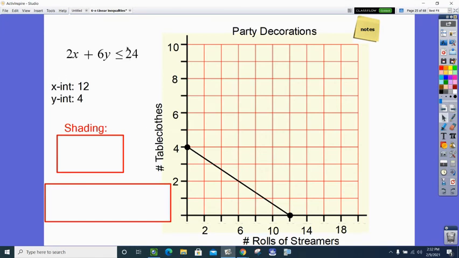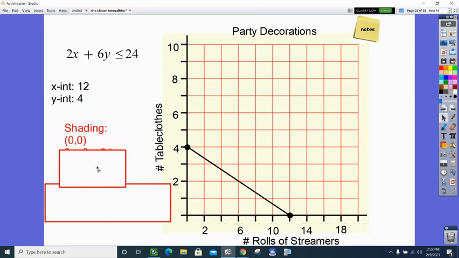So the next thing, because it's less than or equal to, I need to shade. We probably already have a pretty strong feeling of where the shading should go, but the point 0, 0 I could use and put in for x and y. And I'm going to get basically 0 is less than or equal to 24. So my shading is going to go in this triangular portion in the bottom left corner.